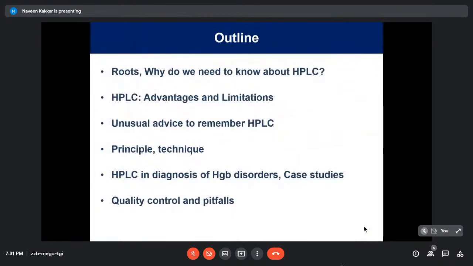So the outline of my session, we'll just talk about the roots. How did the HPLC start? Why do we need to know about HPLC? What are the advantages and limitations? I'll give you some unusual advice that you may not find in books to remember HPLC. We'll talk about the principle and the technique, not in too much detail, but just at least the broad idea. We must know what happens inside the machine, what gives us the information. And we'll look at HPLC in the diagnosis of hemoglobin disorders primarily through case studies. There's no theory here. I've got a lot of slides, but it's mainly pictures, so don't worry. And we'll end with a bit on quality control and the pitfalls while we report the reports from HPLC.